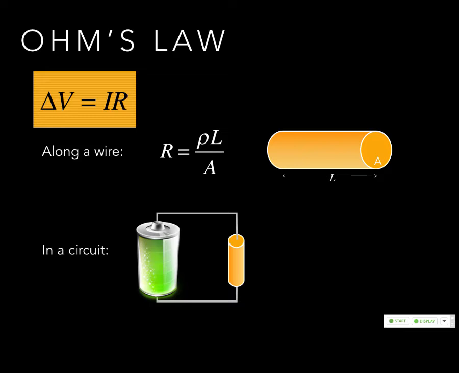You don't have to be like, well, what is this resistor made of? And how long is it? And what's its cross-sectional area? It turns out since it's already created, it's already got a built-in resistance. So in circuits, we deal with Ohm's law, okay?